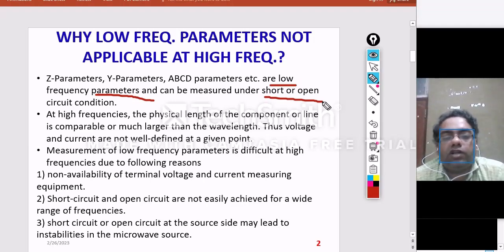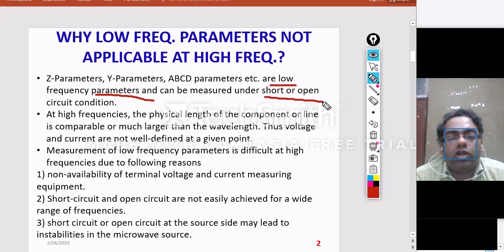And moreover, for measuring Z and Y parameters, we have to do a short or open circuit on the input side or on the output side. Now imagine that at the input we have a high frequency source, and on the input side you do a short. Then there will be a lot of instability in the source, so that means the source may get damaged. So at high frequency, doing short and open is not so easy.